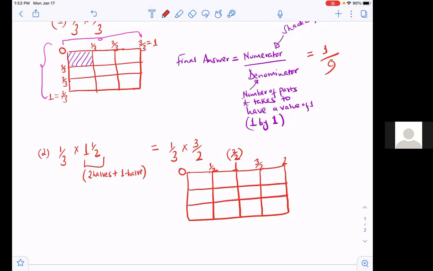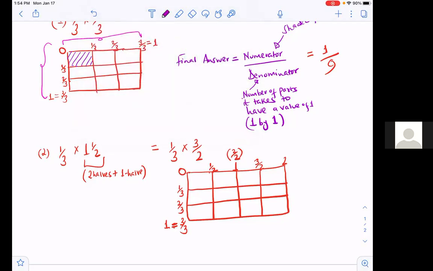So from 0 to the first partition, that represents a third, to the second partition, 2 thirds, to the third partition, 3 thirds, which is equivalent to 1. 3 over 3 is 1. 2 over 2 is 1. Now, we want to find the final answer.